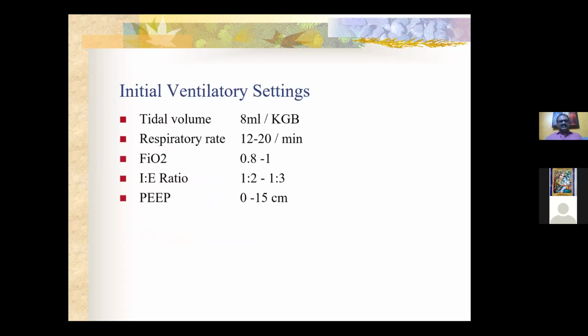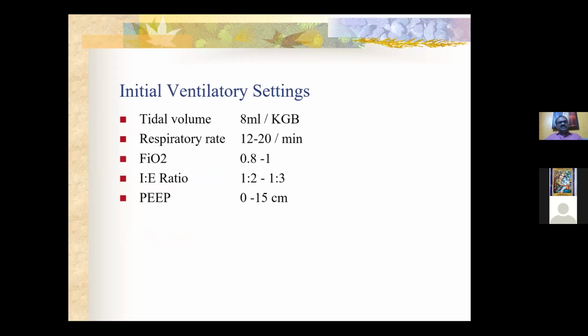So basically the initial ventilator settings will be the tidal volume of 6 to 8 ml per kilogram of ideal body weight. Then the respiratory rate of 12 to 20 per minute, and can go up to 35. FiO2 of usually 100% oxygen.